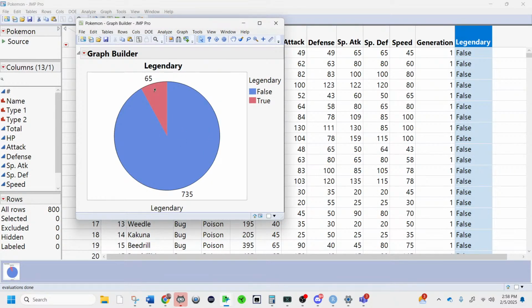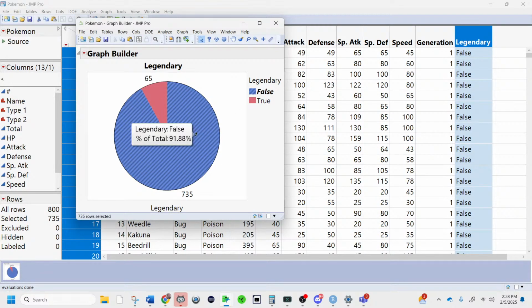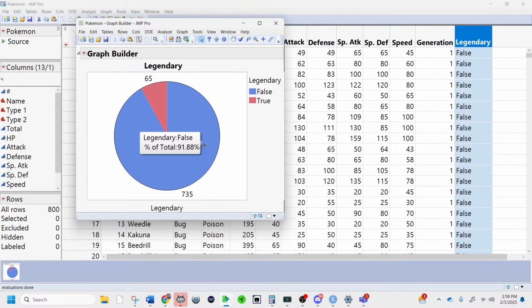You can tell that there's 65 legendary Pokemon, which is 8.13% out of the total Pokemon that exist in this data frame, and there are 735 non-legendary Pokemon. You can see the false right there when you highlight it. Click Control or Command and select the data if it is selected to deselect it. This is a categorical display of data. It is a pie chart.